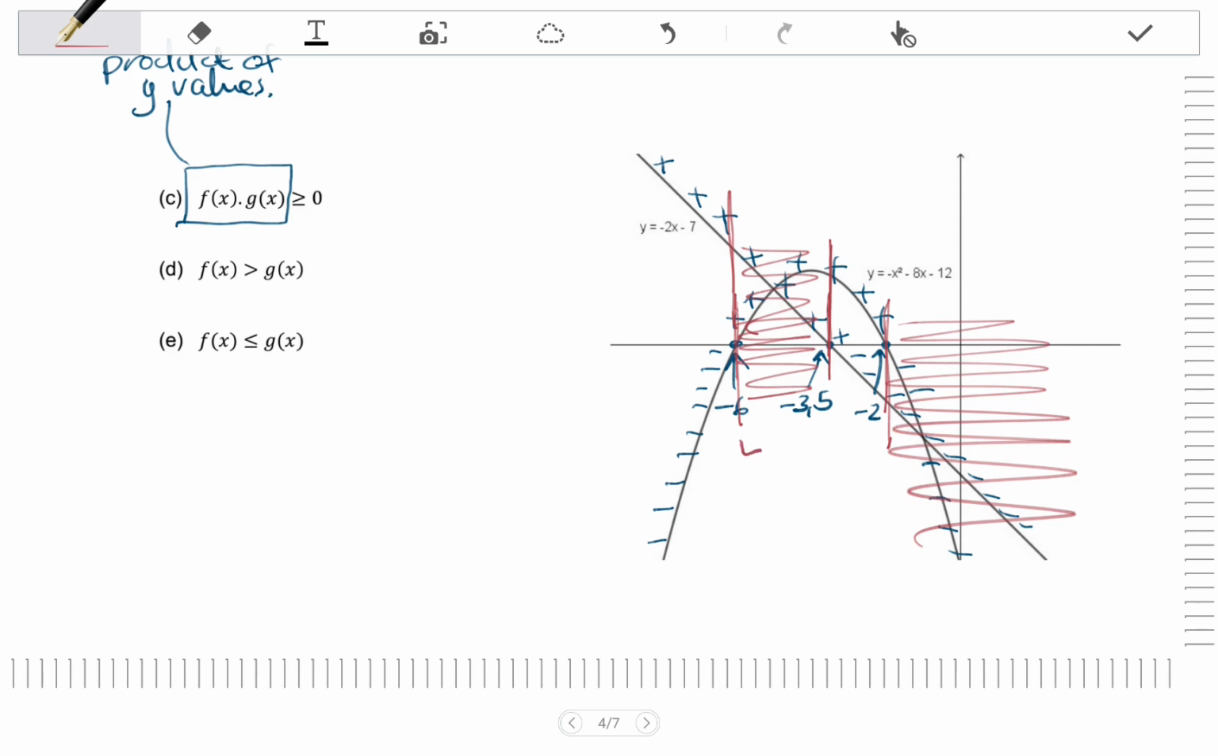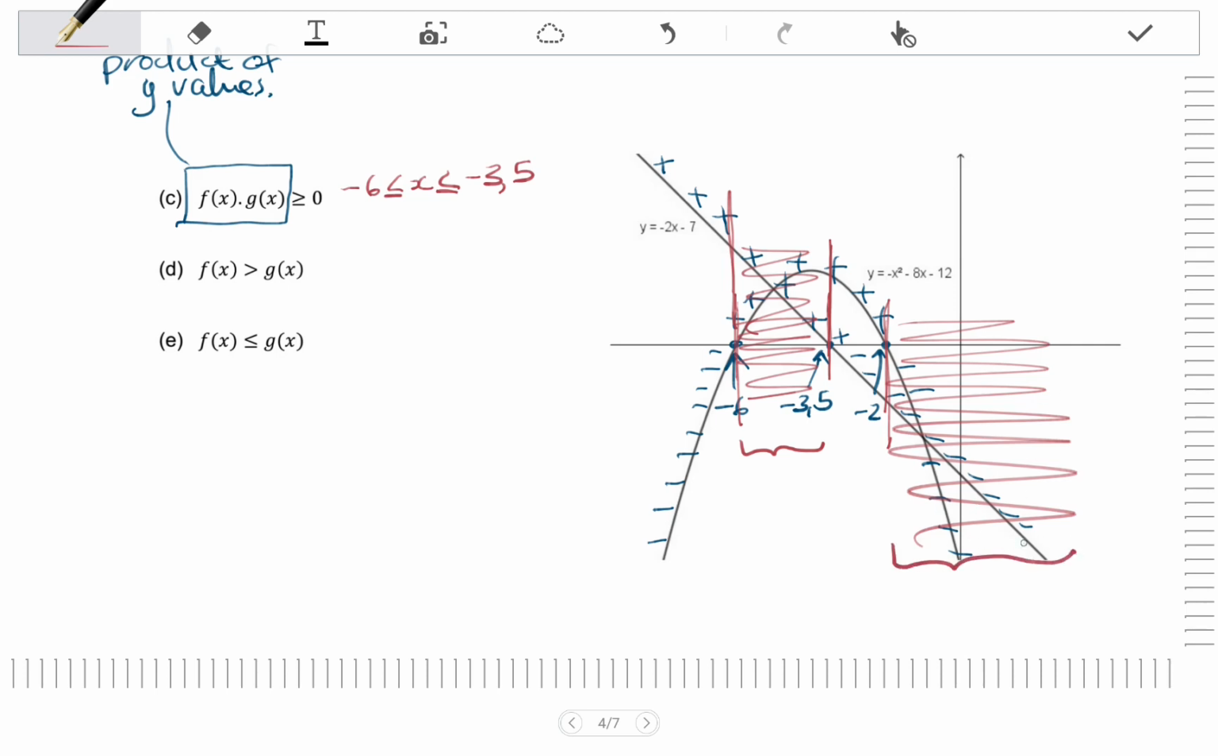So I'll have an inequality representing this interval. So from -6 to -3,5. And I'm going to include -6 and include -3,5 because at -6, the y value is 0, which would give me a product of 0, which is allowed to be. And then I also need to represent this part of the graph.